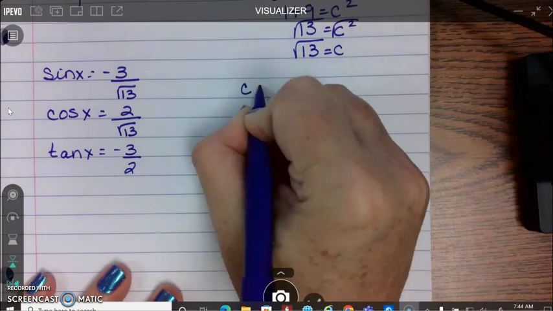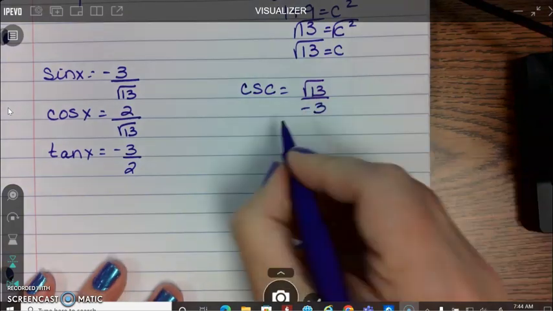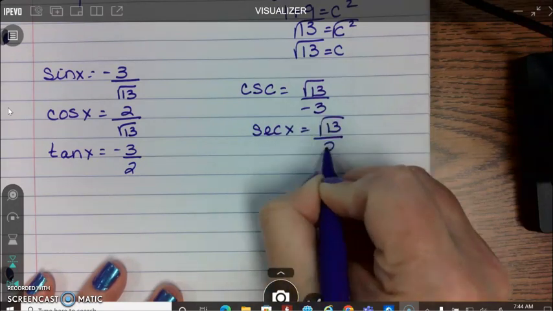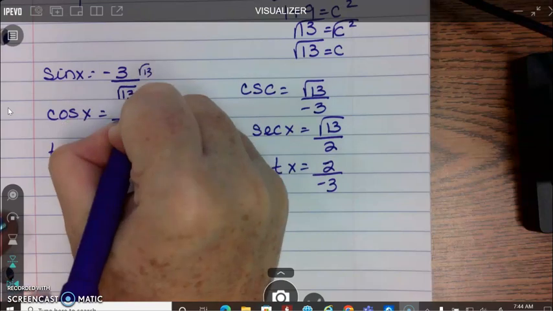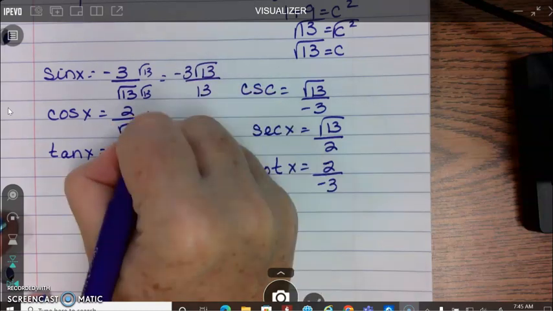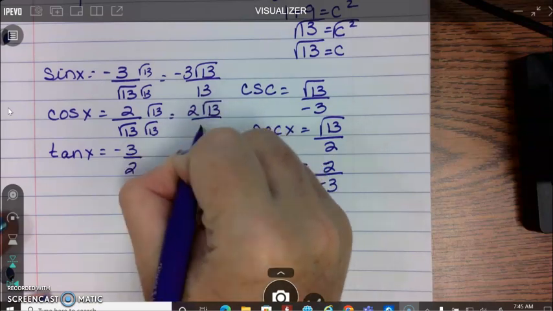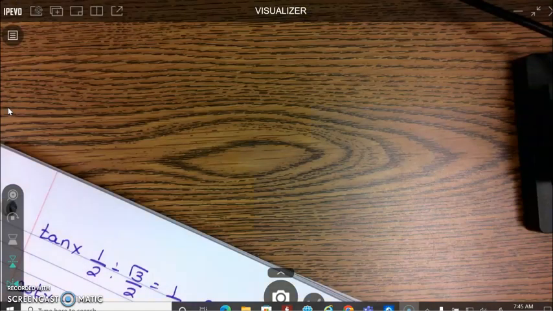So cosecant is the square root of 13 over negative 3. Secant will be the square root of 13 over 2. And cotangent is 2 over negative square root of 3. Rationalize these. And I get negative 3 square root of 13 over 13. And we're going to do the same thing here. 2 square root of 13 over 13. Okay. That was a lot of work, but it's not hard work, right?